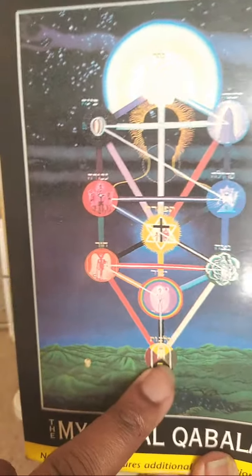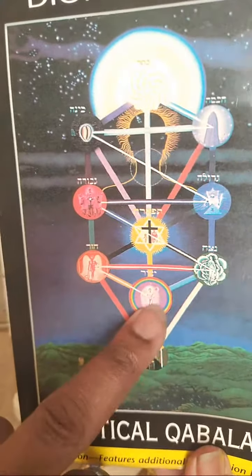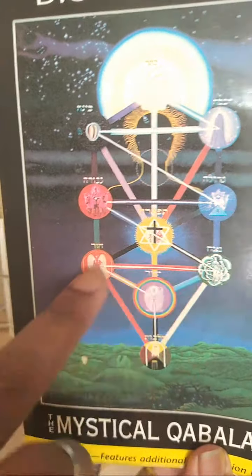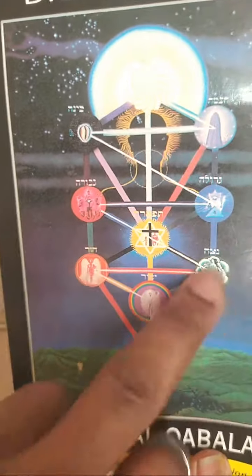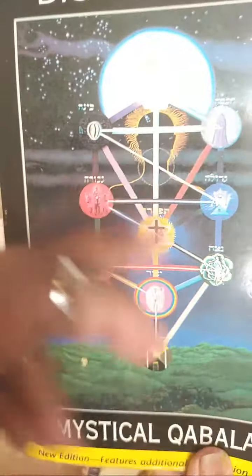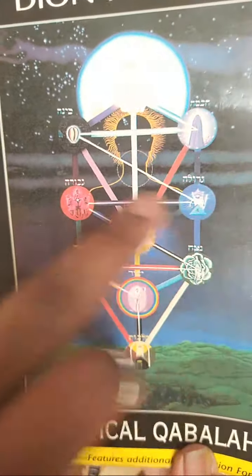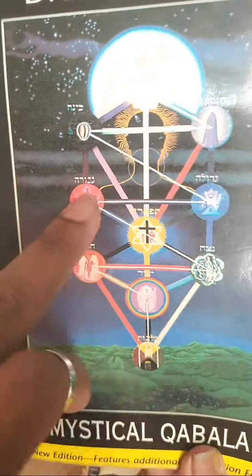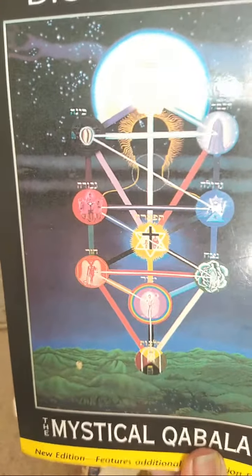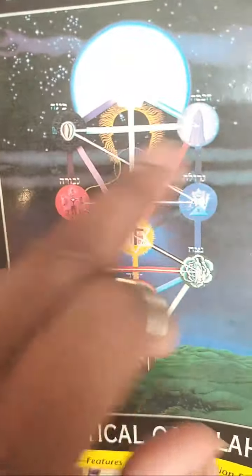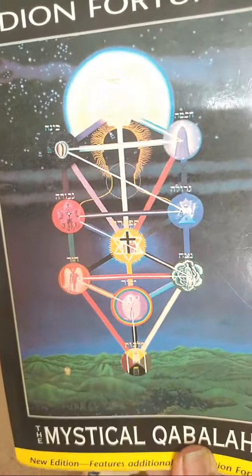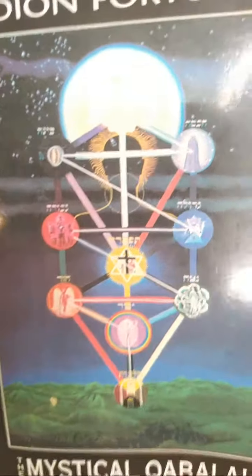We got Muladhara here with Malkuth, Yesod with Swadhisthana, Manipura would be the synthesis of Hod and Netzach. Because he did the same thing up here. Why not do it across the tree? Then, of course, the heart chakra, Anahata here. The throat chakra being the synthesis of Chesed and Geburah. And the third eye chakra being the synthesis of Binah and Chokmah. And then, of course, the crown with Kether.